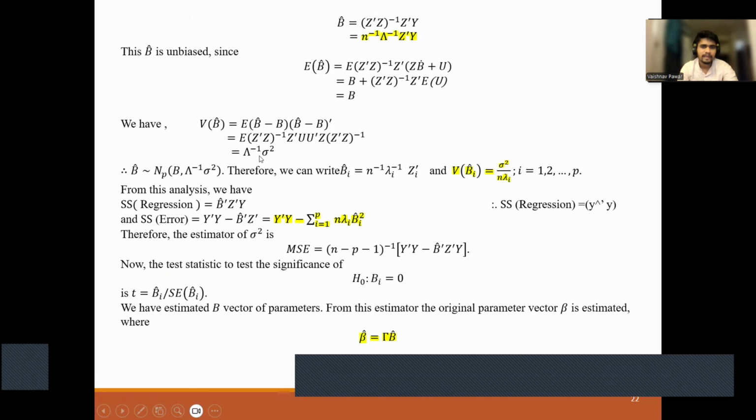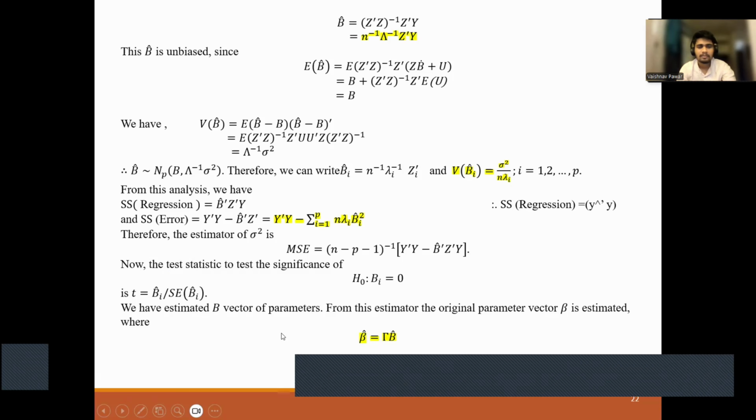This is the variance, and b cap follows a p variate normal distribution with mean b and variance covariance matrix sigma square divided by capital lambda. After that, the estimator of sigma square is also MSE, equal to y dash y minus b cap z dash y divided by n minus p minus 1. The statistic for significance has the null hypothesis bi equal to 0, and t equals bi cap divided by the standard error of bi cap.